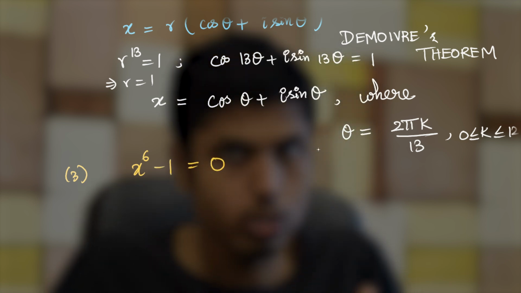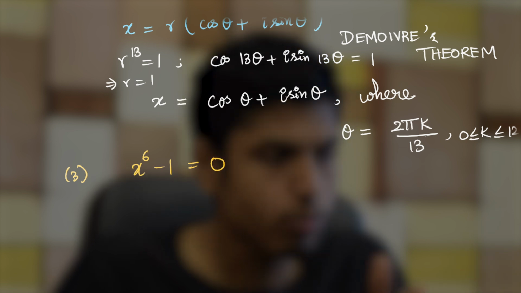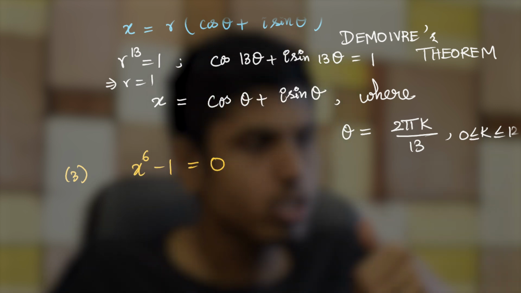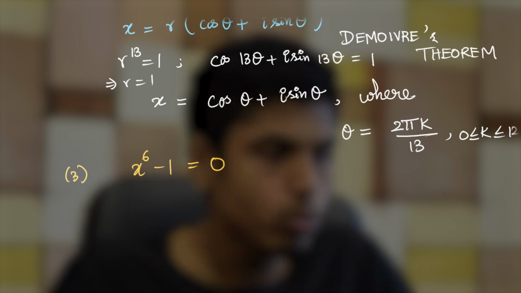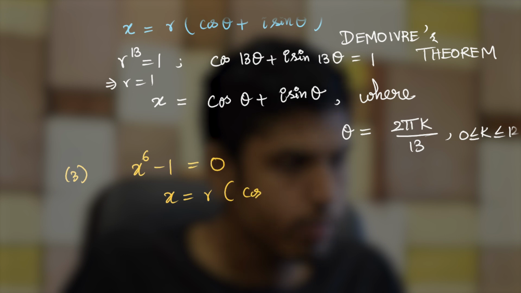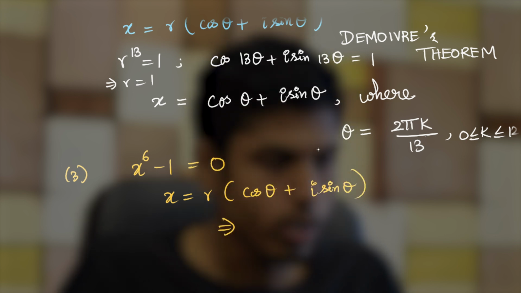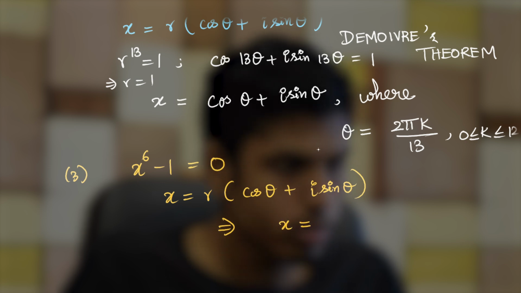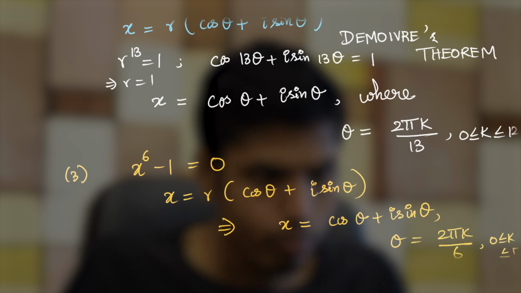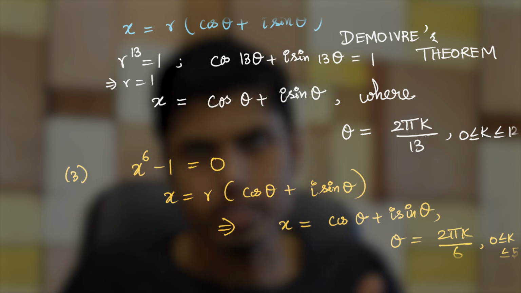Actually, it shouldn't be equal to 0. So first let's find the values of x for which it is equal to 0. And then let's remove those roots which resemble the roots of this polynomial. So substituting x equal to r times (cos theta plus i sin theta), one will get again that r is equal to 1 and the roots are nothing but cos theta plus i sin theta, where theta is of the form 2 pi k by 6, where 0 is less than or equal to k is less than or equal to 5. That corresponds to all 6 distinct roots.